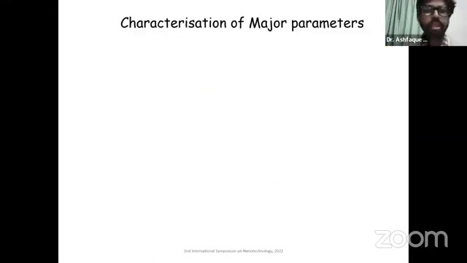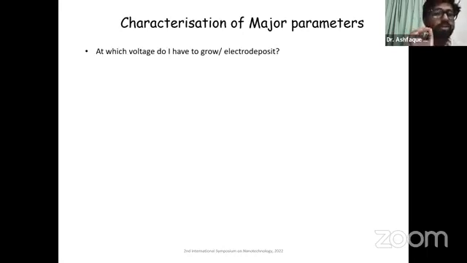FTO layer. So this is how electrodeposition works, and this is how, layer after layer, we can deposit one on top of another and make a complete device out of it. But there are some questions we need to answer first. One is, at which voltage do I need to electrodeposit the layer? So we basically need to have that answer, at which voltage do we grow.